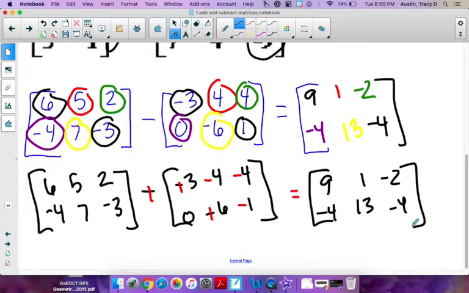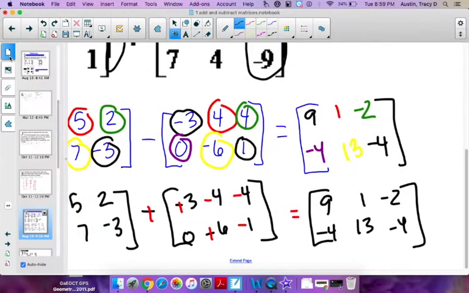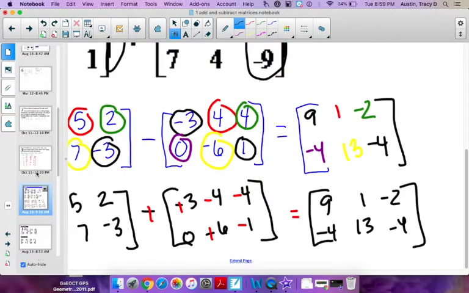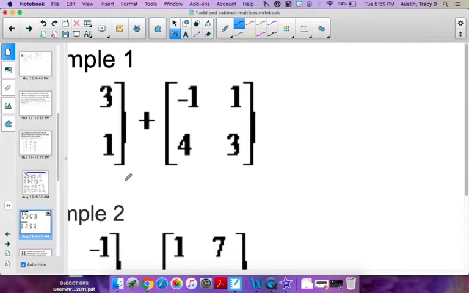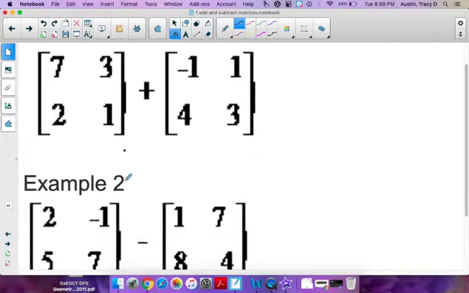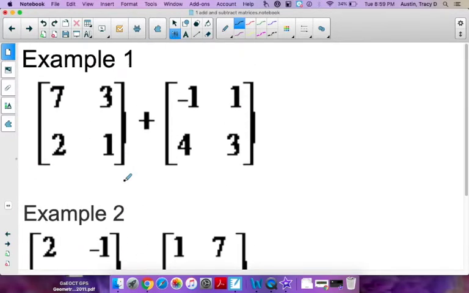Make sure you're showing your work though, so that way I can see if you've made a mistake, where the mistake has happened. Okay, so that's basic adding and subtracting. The dimensions have to match, period. Okay, a couple more examples for you to work through. Again, at your own pace, pause the video if you want, and then check your answers afterwards.